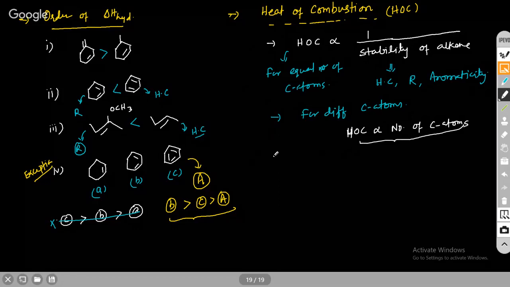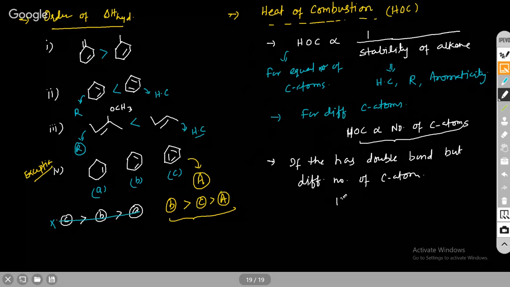Okay. Now in this we have a third possibility also, and that is if the molecule has a double bond but a different number of carbon atoms. This is not a special case. It comes under this only. The molecule has a double bond but a different number of carbon atoms, then we also decide the heat of combustion is directly proportional to the number of carbon atoms. This factor is again dominating. These are the three cases possible. The last one comes under this only, but I have given it here.